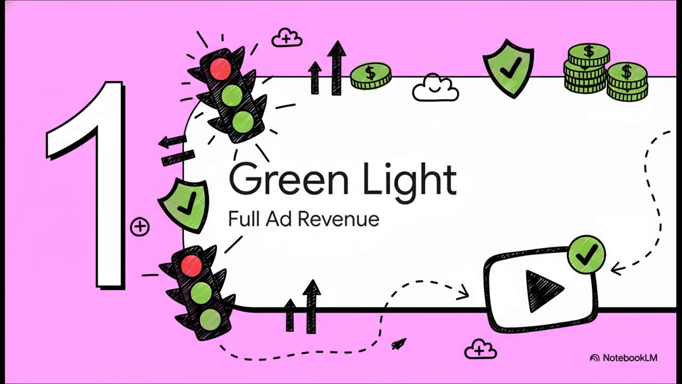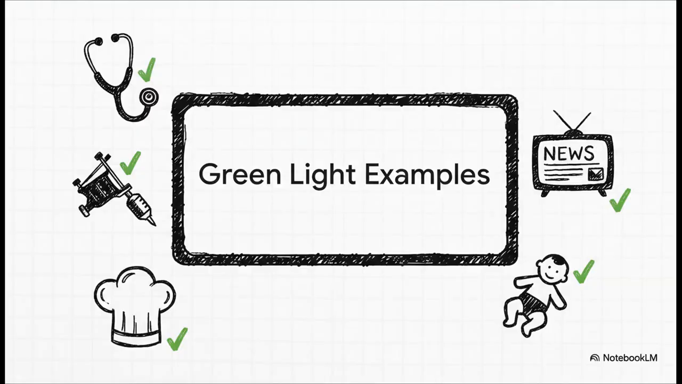First up, let's talk about the goal, the green light. This is where your content is fully monetized, safe for all advertisers, and you can just sit back and relax. So what does that actually look like? Okay, so looking at this list, some of these things could be considered shocking on paper, right? Medical stuff, tattoos, news reports. But the key difference is how they're presented. It always comes back to those 2 magic words: context and intent.